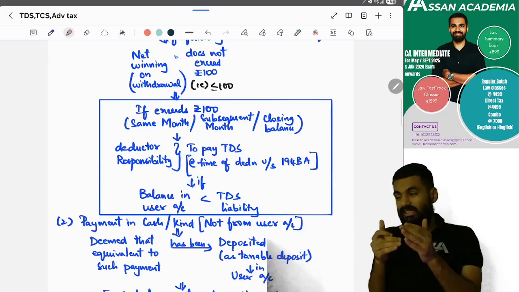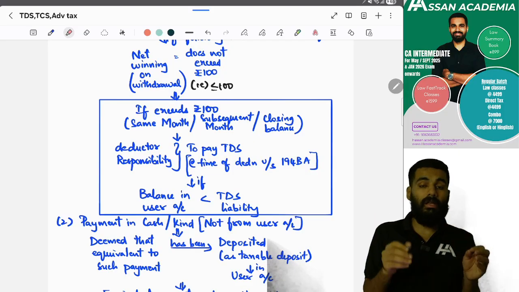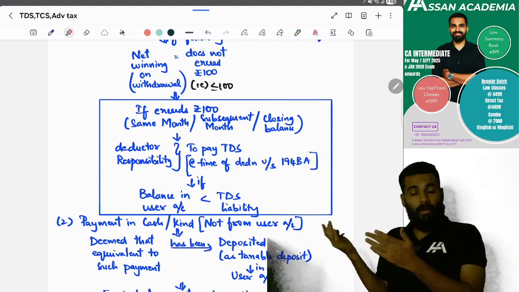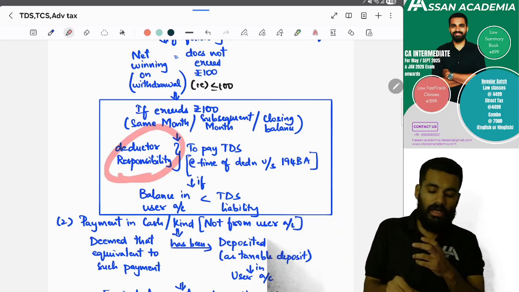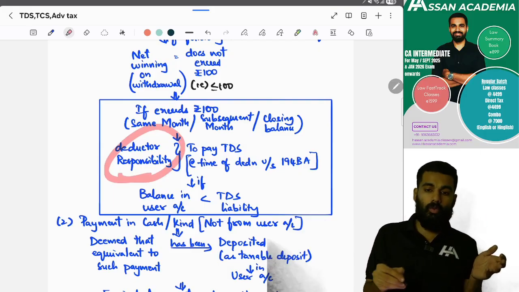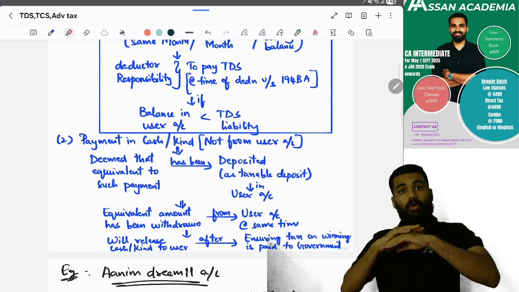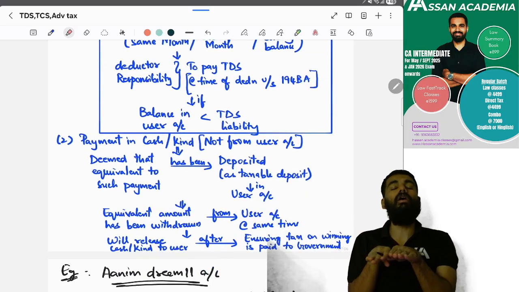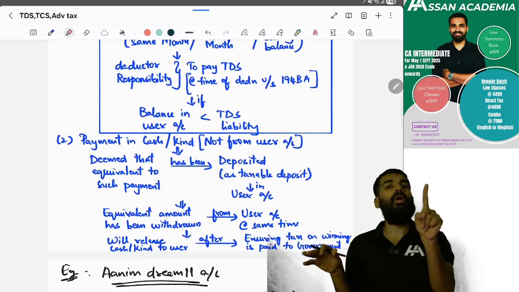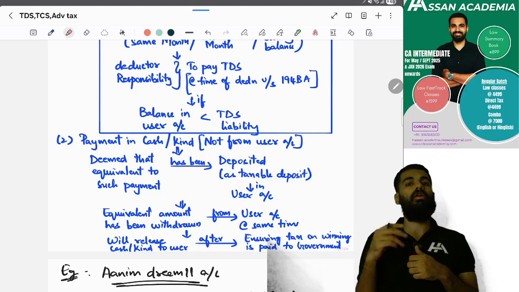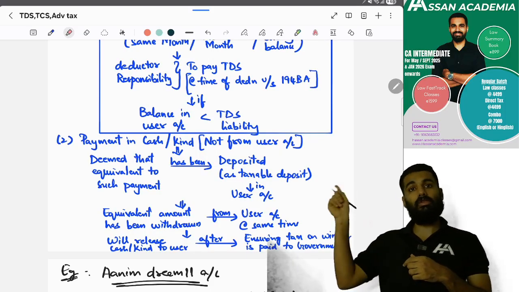if it exceeds 100 rupees, the person who is making the payment, the Dream 11 company, it is their responsibility to pay TDS to the government. Yes or no? Yes. Even if in the user account the amount is less than 100 rupees, it doesn't matter. The Dream 11 company has to make the payment.